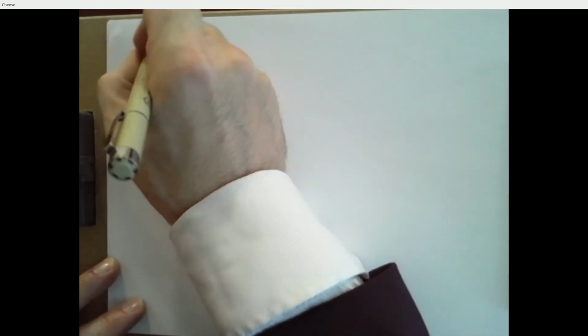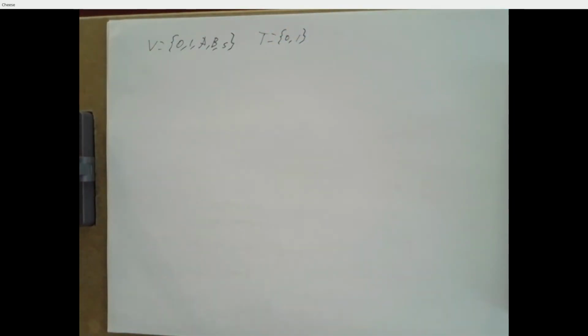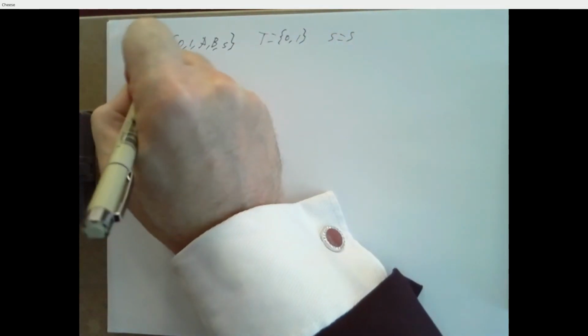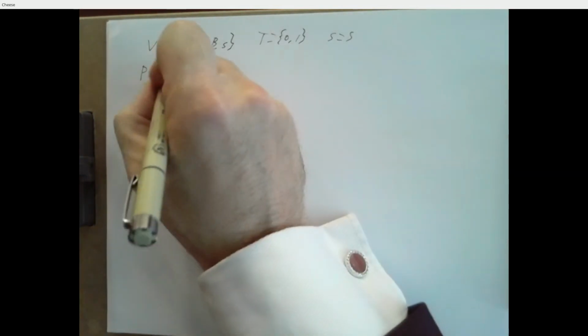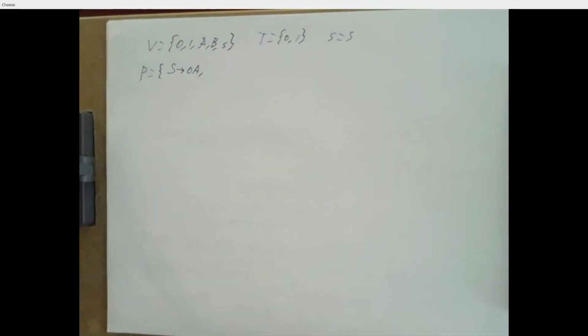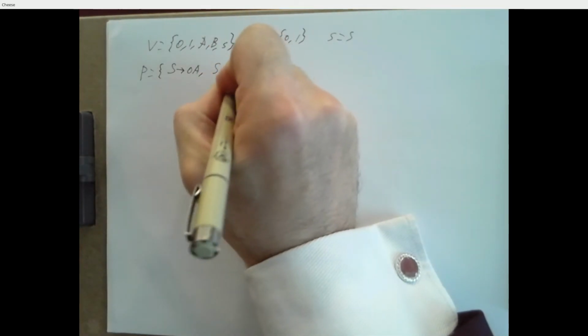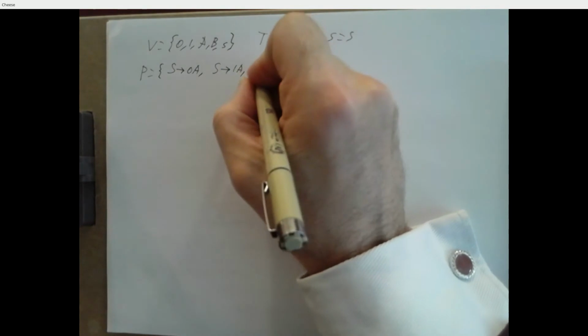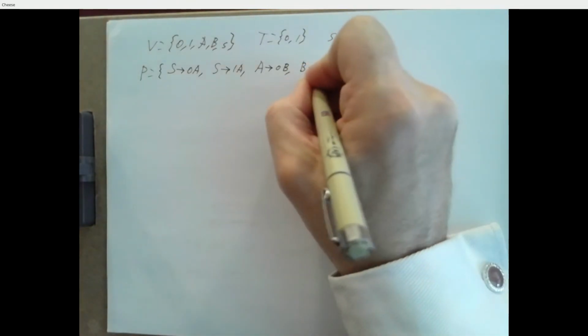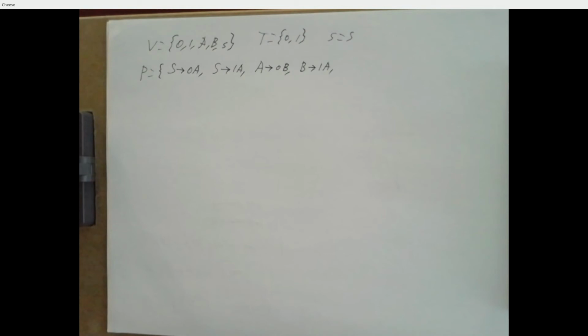So let's try another one. So 0, 1, big A, big B, and S. Terminal symbols are 0, 1. You're seeing a pattern by now, right? Start symbol equals S. And our production rules will be S goes to 0A, S goes to 1A, A goes to 0B, B goes to 1A, and B goes to 1.